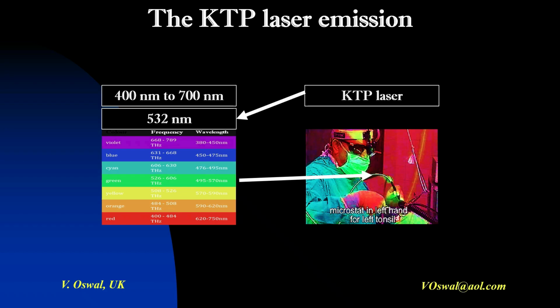In this image, its path through the optical fiber is clearly visible. The laser also illuminates surrounding objects, causing them to glow green. The KTP laser is being used here for tonsillectomy.